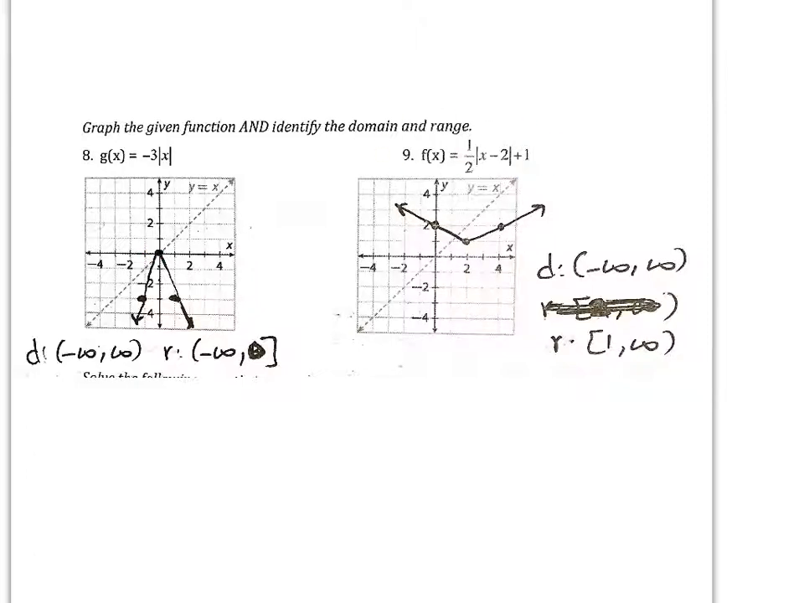Number 9, go right 2 over 1. You have a 1/2 in front, so vertical compress. Go up 1 over 2, up 1, left 2. Draw your V. Domain, as always. Your range, remember, bottom up. So I'm going to start at the y coordinate right there. The y is 1. It goes up forever, so 1 to infinity.